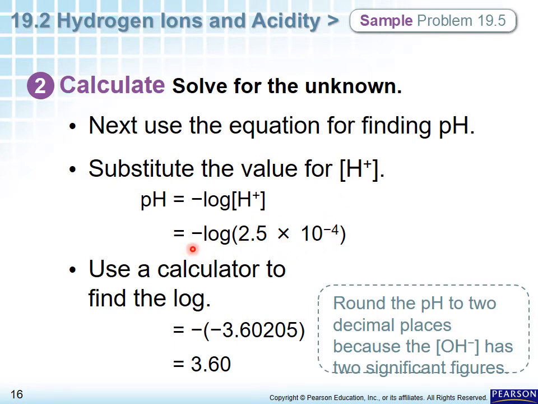Then use the calculator to find the log. Type negative in the calculator, press the log button, and then type the value 2.5 times 10 power negative 4. You will get negative 3.60025. The negatives will cancel, and you get 3.60. So the pH of the solution will be 3.60.